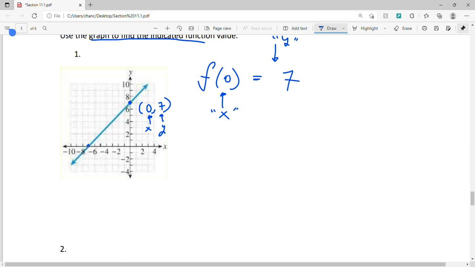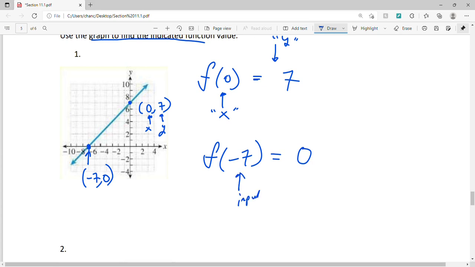So we could test it again for this point here. What's f of -7? Well, that's the x. This is the point -7, 0. So this means f of -7, that output is 0. So this again is my input, the x coordinate, and the y coordinate is the output.